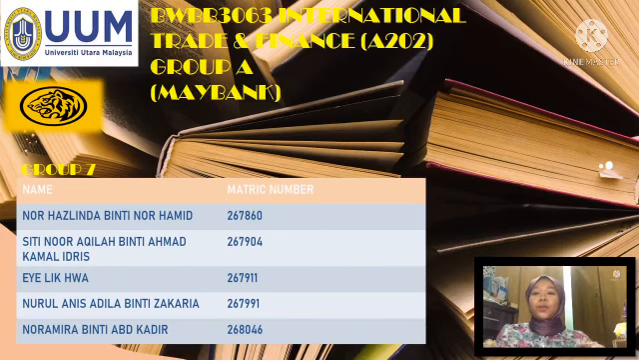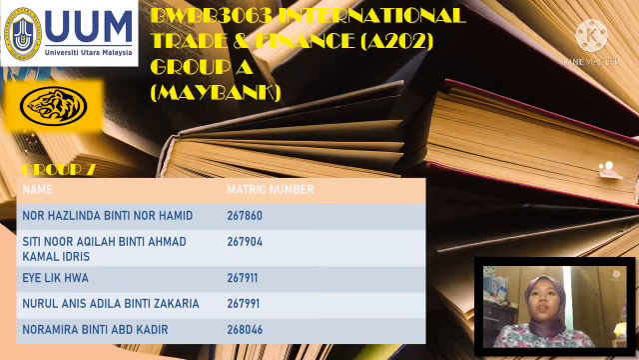Our group will be presenting on Maybank products for the international trade finance course. Our group consists of 5 members, including myself. My name is Nurul Anis Adila binti Zakaria. My matric number is 267991. And the rest will introduce themselves when they make their presentation on their part.